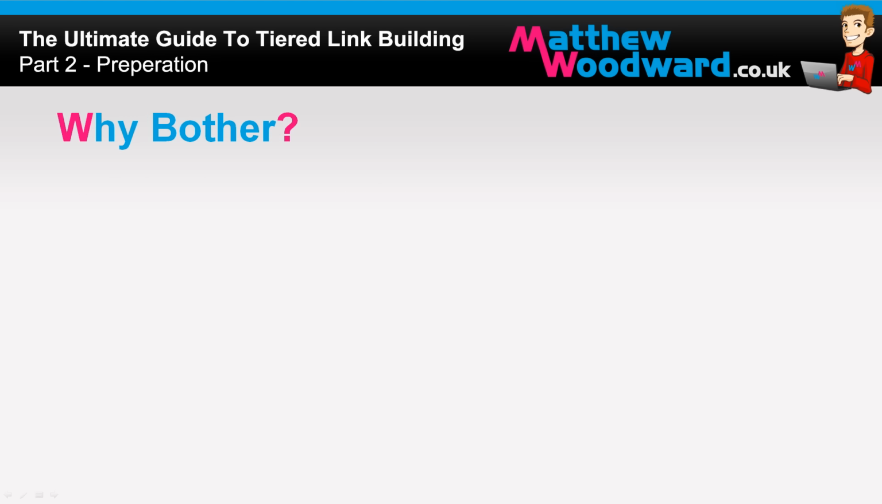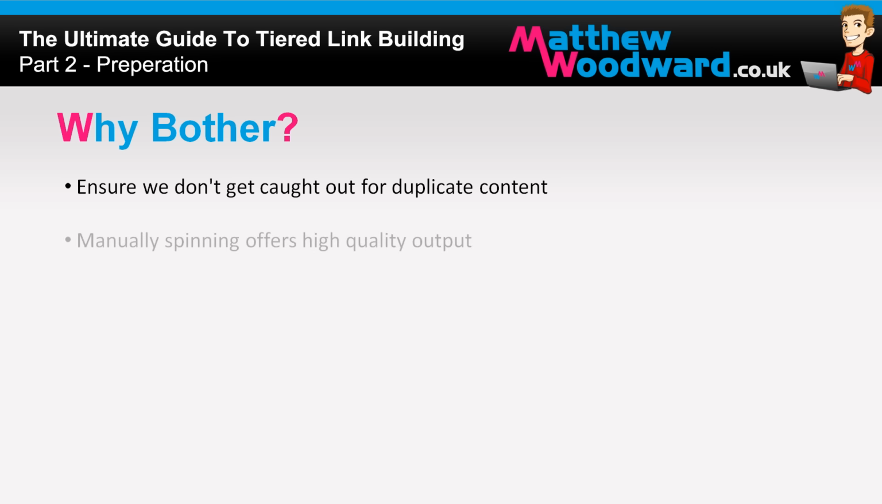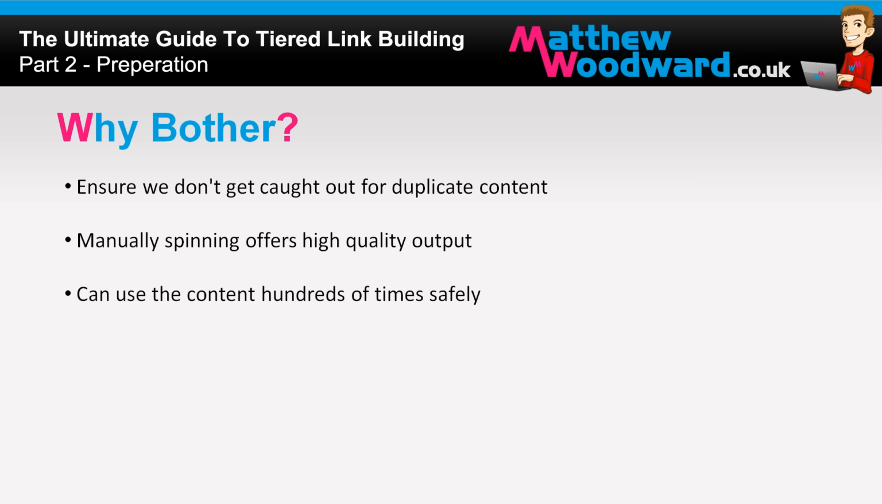If you're anything like me, you'll probably be banging your head against the desk when you're spinning content. Personally, I hate doing it, but let me explain why it's so important we take as much care and attention with it as possible. Most importantly, we don't want Google to flag our Tier 1 links as duplicate content, or we might as well not have bothered building them. Secondly, manual spinning provides very high quality output. This is important so it doesn't look spammy and helps to ensure our Tier 1 links never get removed by a moderator. And thirdly, we can use the content hundreds of times throughout our campaign without a hitch.